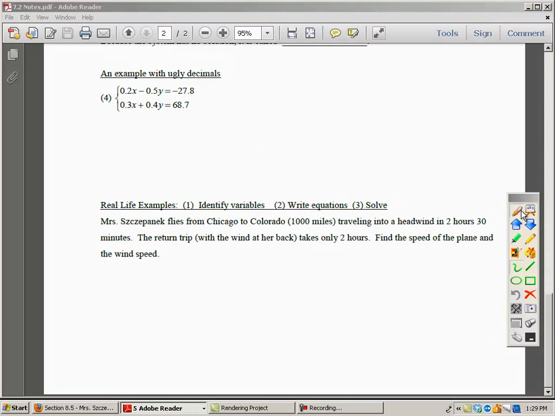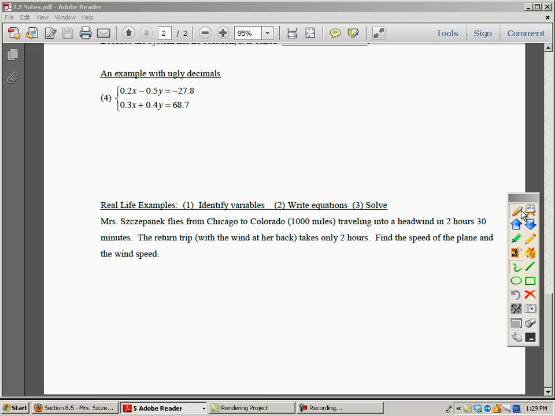And let's talk about story problems. We're going to give you a general look at how we do this, and we're going to go through it. Now let me give you some background information as well. They're talking about flying from Chicago to Colorado, which is a total of 1,000 miles. We travel into a headwind for 2 hours and 30 minutes. The return trip with the wind at my back only takes 2 hours. That means it's faster because the wind is pushing me quicker. Find the speed of the plane and the speed of the wind.